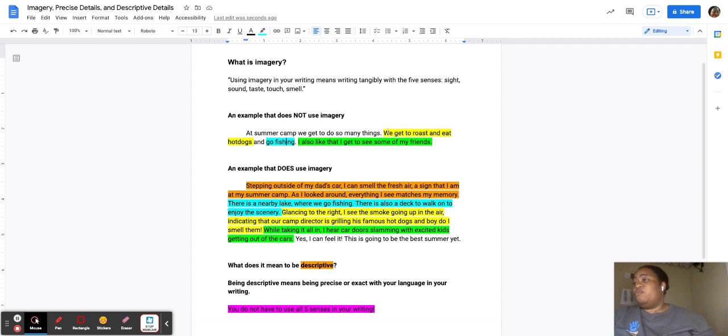So let's look at where it says, highlighted in yellow first, "we get to roast and eat hot dogs." Look how much more descriptive this yellow highlighted part is about roasting and eating hot dogs. It says, "Glancing to the right, I see the smoke going up in the air, indicating that our camp director is grilling his famous hot dogs, and boy, do I smell them."